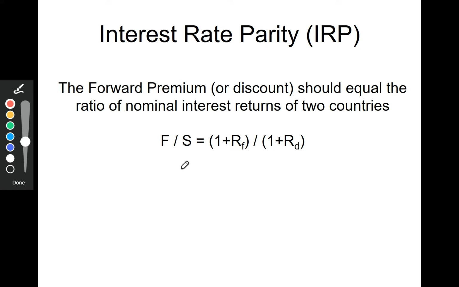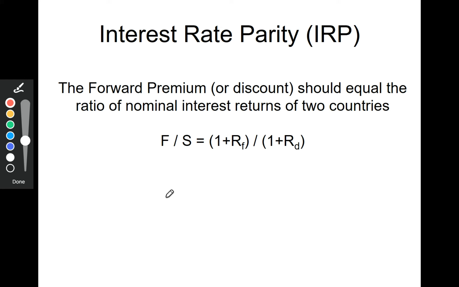And if you have forward parity, F divided by S obviously would equal 1. Okay, now we get to the equality sign, and you see the equality sign here too. On the right-hand side of the equation, we have a ratio. In words, this is called the ratio of nominal interest rates, or here it says interest returns.